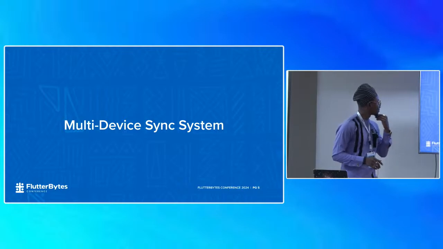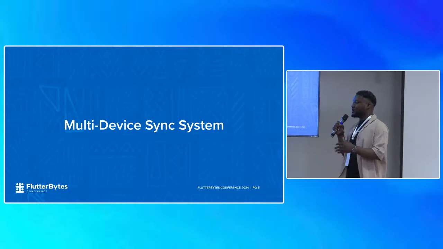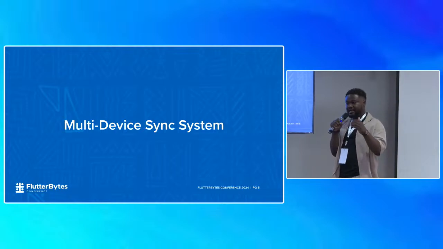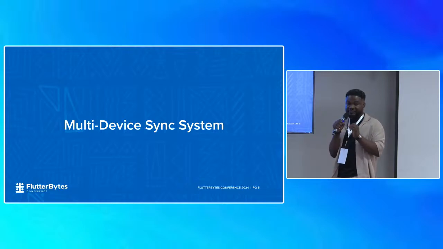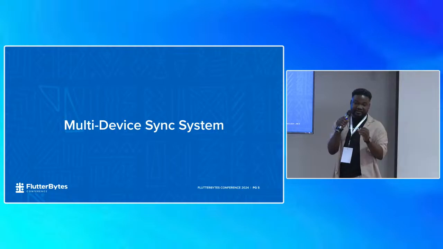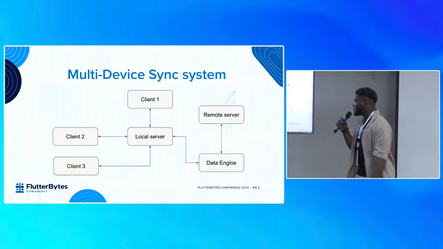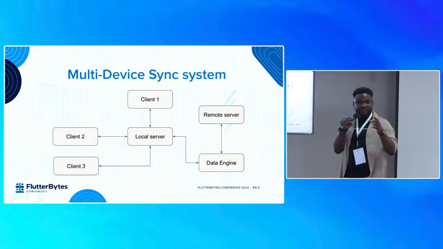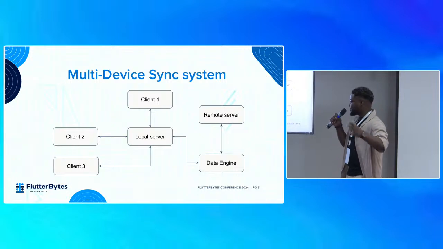Okay, so let's take this a little bit further, right? So we've done where you have one device and it has a local server, it has a client, and it has a remote server. So what we want to do now is we want to have one device that acts as the main device, and other devices can connect to this main device. And that's what we call multi-device sync system. So yeah, exactly. I don't know if anyone understands what I mean by client. The client, you have the front end, you have the back end, right? So that's what I mean by client here.